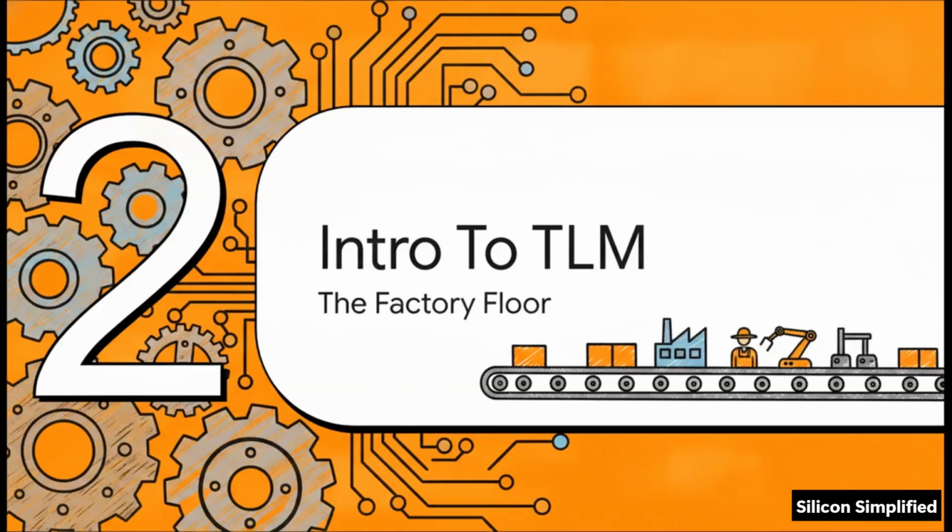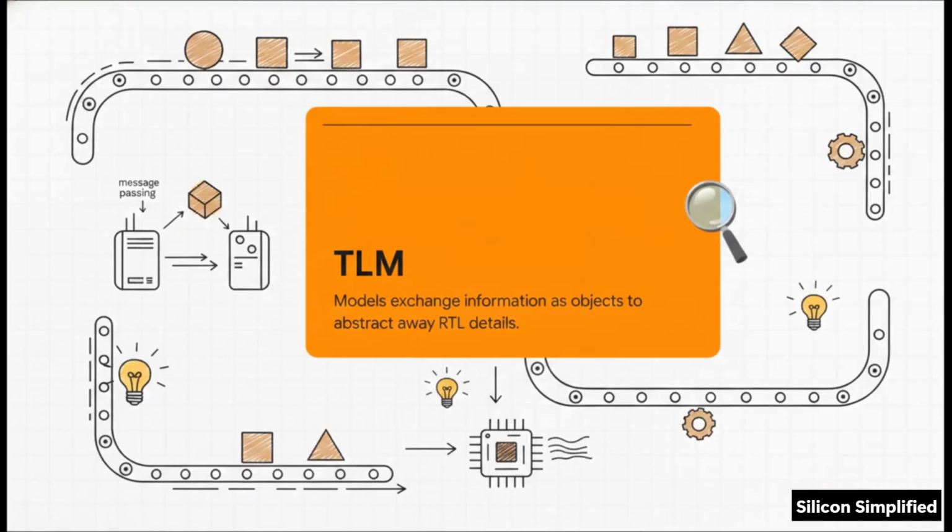Okay, moving on to Section 2, Intro to Transaction Level Modeling, the factory floor. Now that our components are built and properly configured without all those messy workarounds, we can move from static setup to dynamic data flow. Transaction Level Modeling, or TLM for short, is basically a message passing system. Instead of driving discrete bits and wires, which, let's face it, is incredibly slow and a huge headache to maintain, TLM exchanges information as objects. We call these transactions. Think of transactions as the physical products moving on the conveyor belts of our UVM factory.